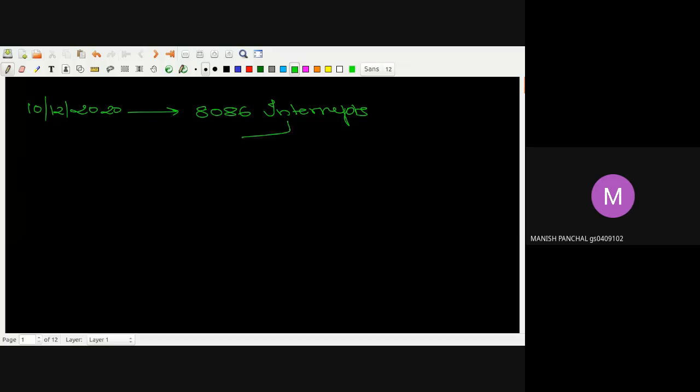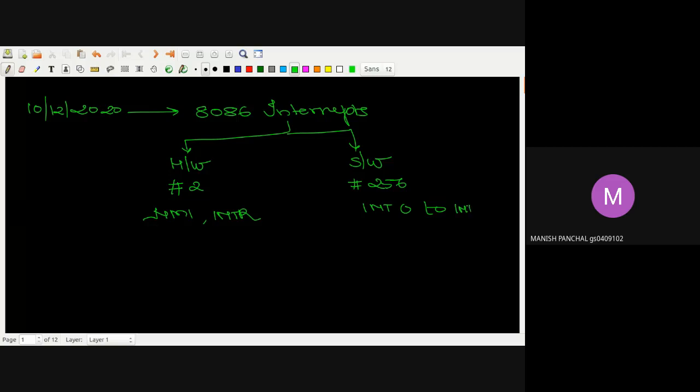the total number of interrupts in the 8086 microprocessor is two hardware interrupts and 256 software interrupts. The hardware interrupts are given names like NMI and INTR, while the software interrupts are numbered from INT 0 to INT 255. So this thing we have discussed.